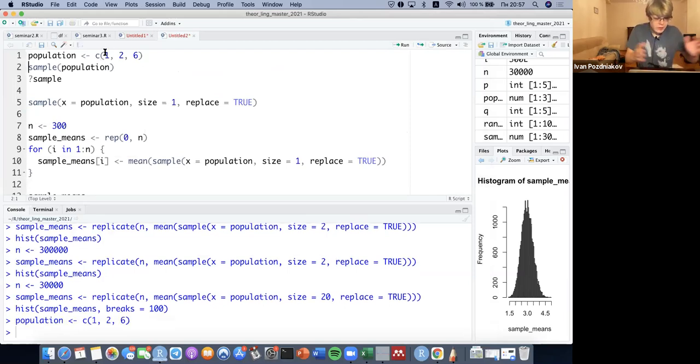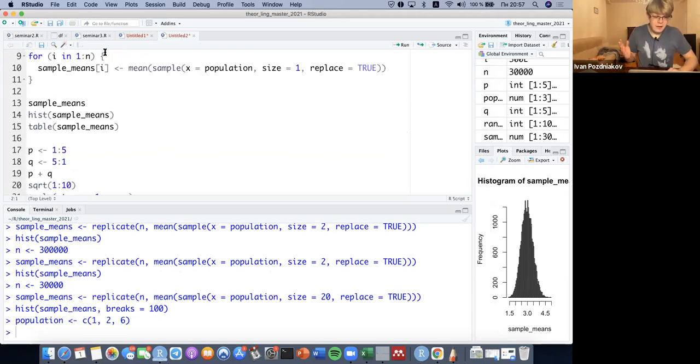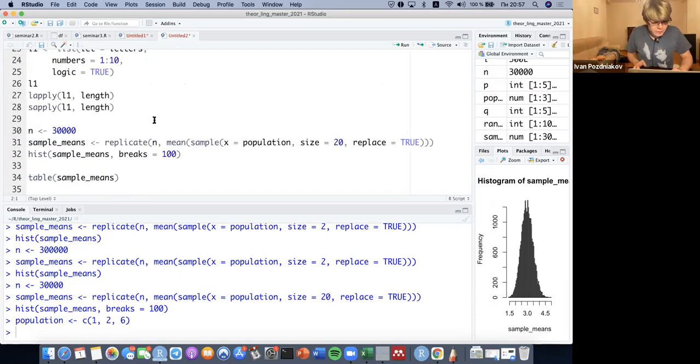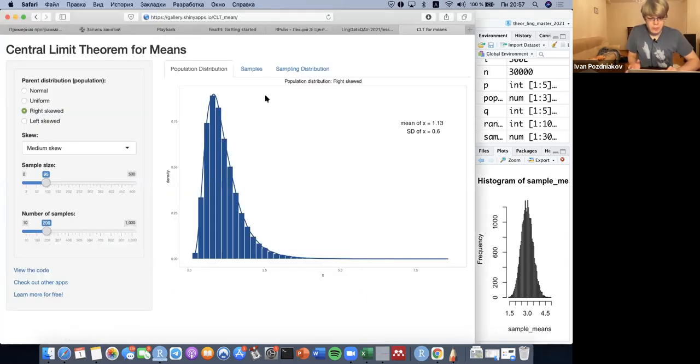We have just 1, 2, and 6. But if you take a sample with replacement from this population 1, 2, 6, if your n is large enough, the shape of the distribution of these sample means will resemble the normal distribution. I hope it is clear, because it's a very important point, and it's actually a rather complicated point.